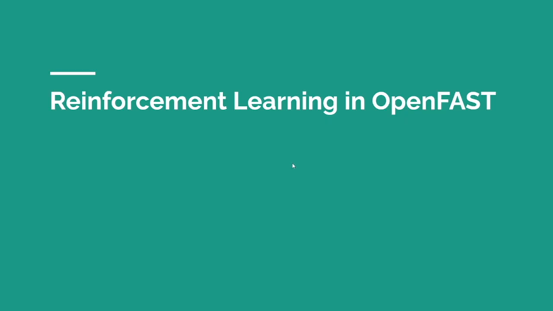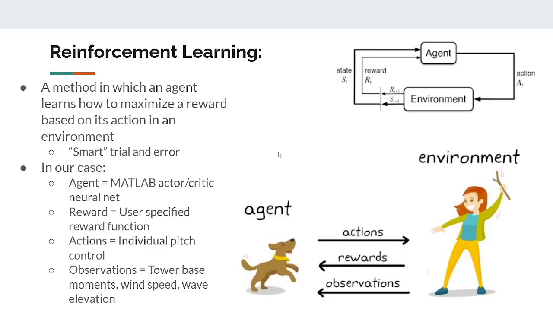So, reinforcement learning and OpenFAST. Reinforcement learning is a method in which an agent learns how to maximize reward based on action in its environment. It's essentially smart trial and error.